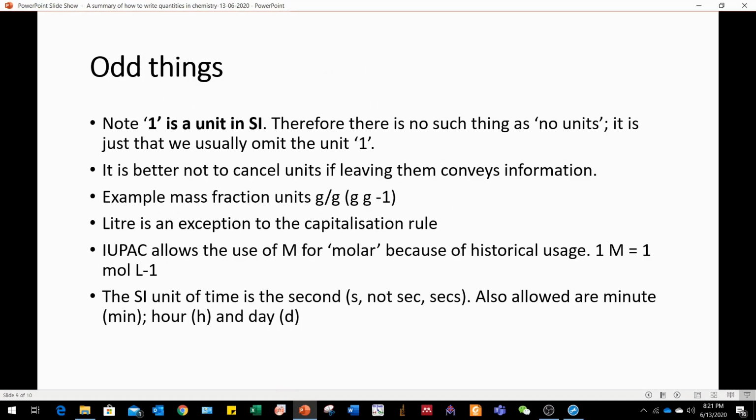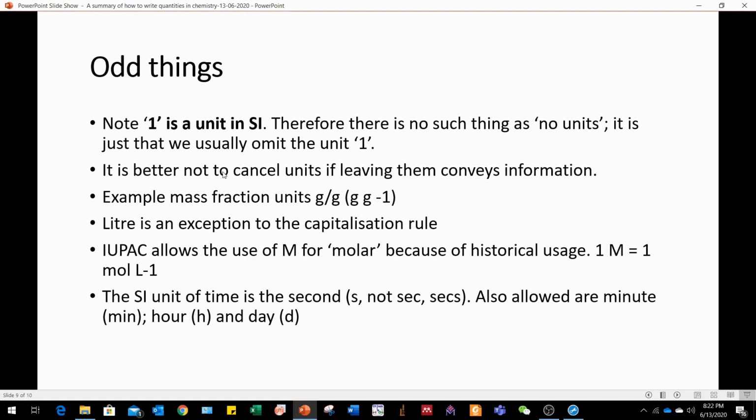At the end, I will discuss a few odd things. The first interesting point regarding this discussion is that 1 is actually a unit in SI. In standard international units, 1 is a unit. In many examples, you have encountered quantities that seem to have no units, but actually there is a unit called 1. So there is nothing like no units.